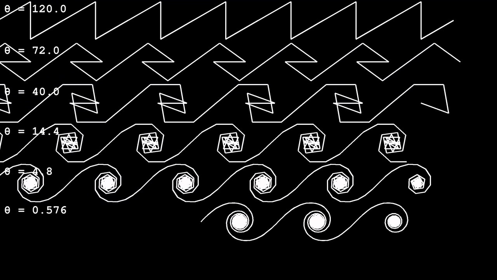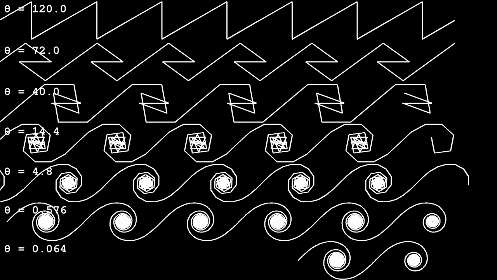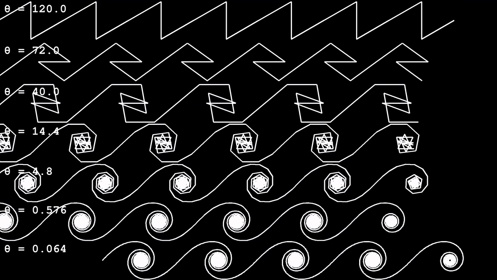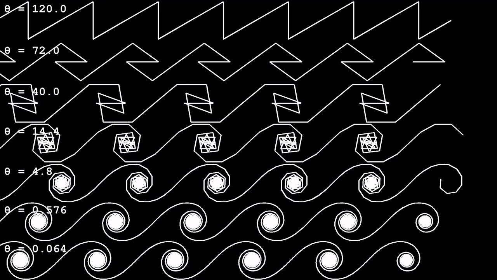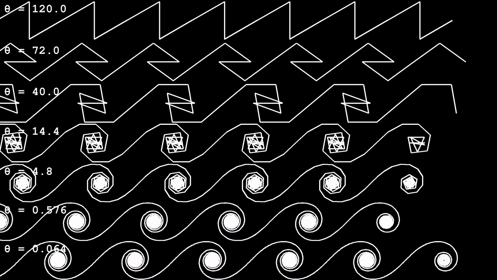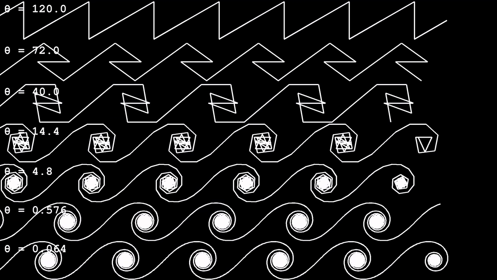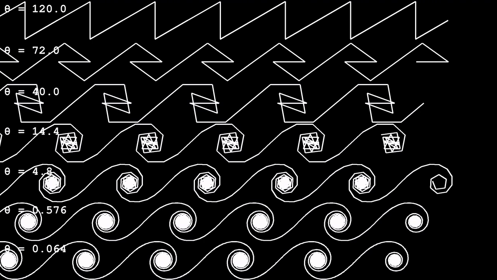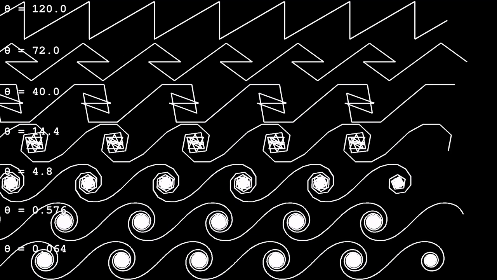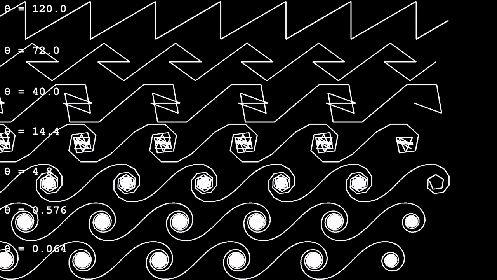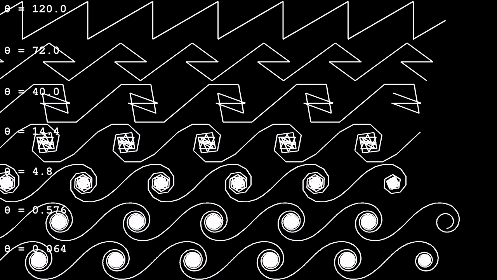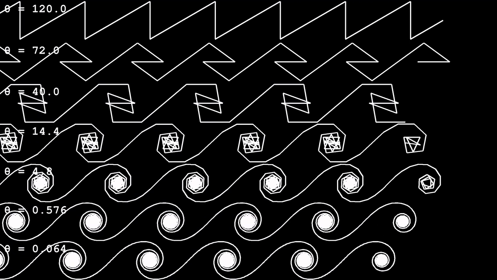The first line meeting this criterion is the theta equals 120 degrees line. It is barely a zigzag line. It is followed by the 72-degree line that looks like being constructed of triangles. With the 40-degree line already resembling the base element as we know it, the smaller theta gets, the more elaborate the Euler spiral is formed.